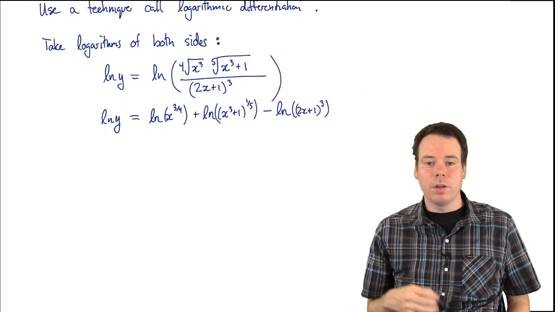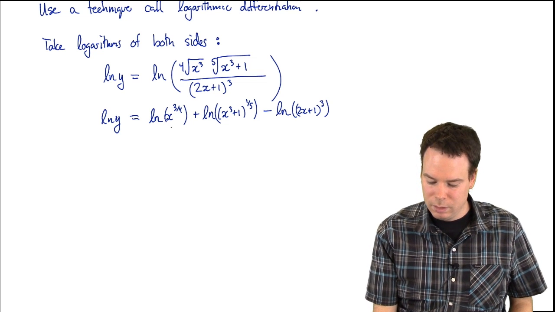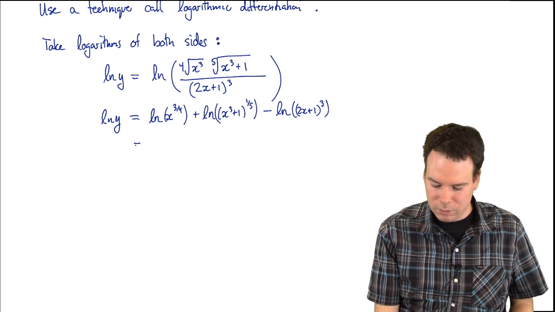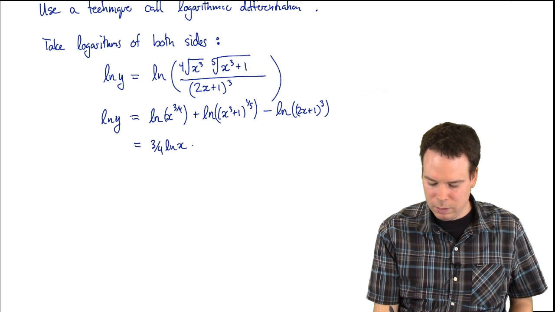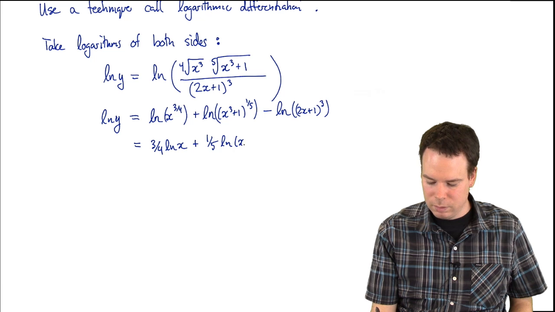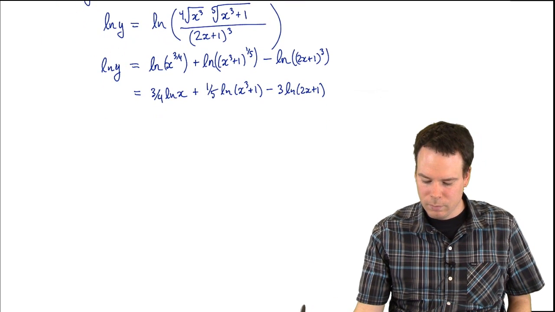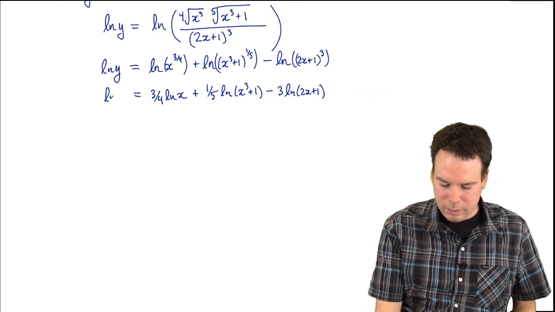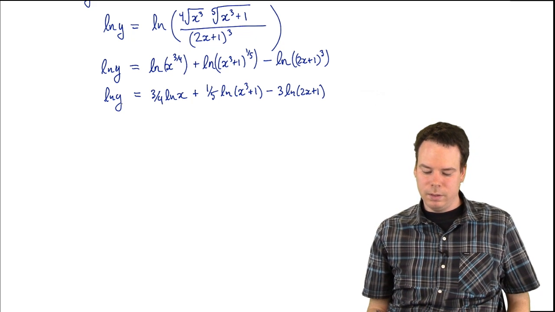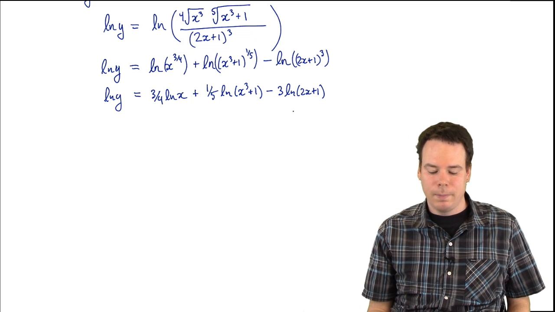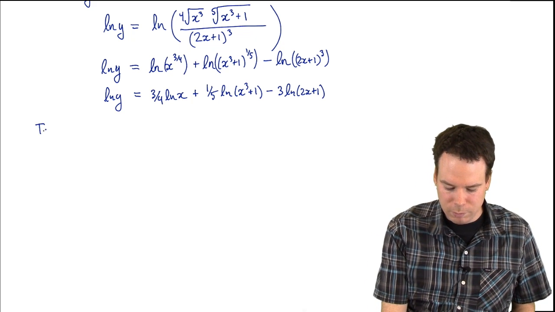Okay, so I got rid of all the products and the quotients. That's nice. All these powers I can get rid of as well by converting them into products. 3/4 ln of x plus 1/5 ln of x cubed plus 1 minus 3 ln of 2x plus 1. Now that's natural log of y. Now I'm set up to take a derivative. So what I do is I take derivatives of both sides.